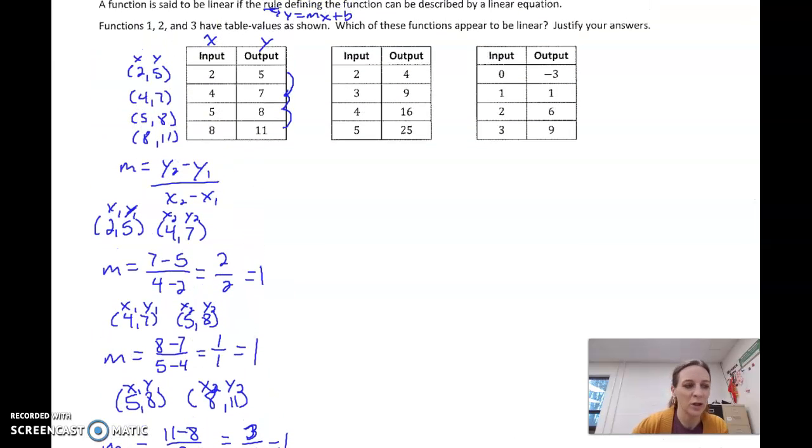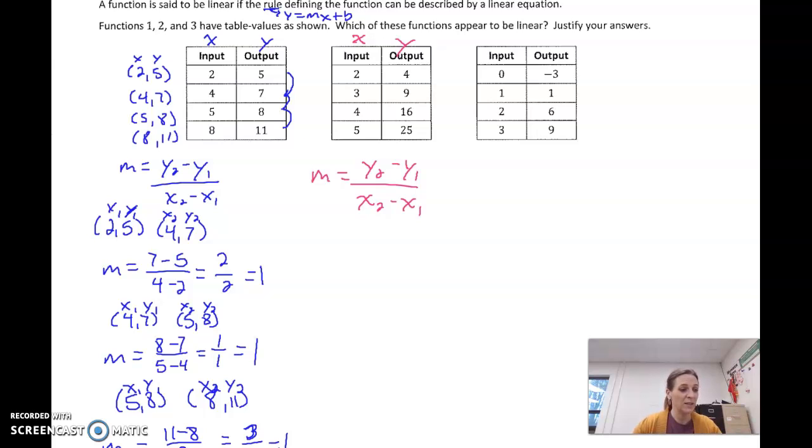Let's do function number 2. Now, I'm not going to write out all the ordered pairs, but if you need to, feel free. Okay, I'll write them down here. So we're going to take y sub 2 minus y sub 1, difference in our y's, over a difference in our x's. Now remember, when we're talking about slope, it's rise over run. We always say that, rise over run. So that's why our y values are up and down movement, and our x values are left to right movement.